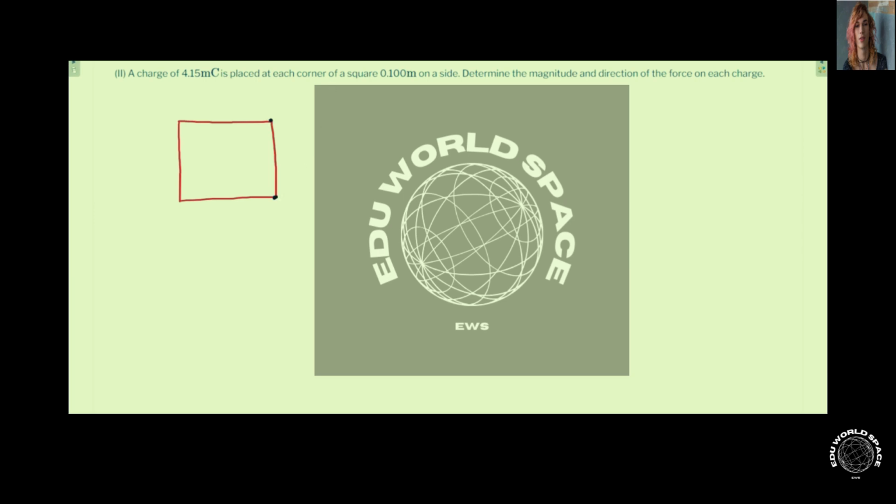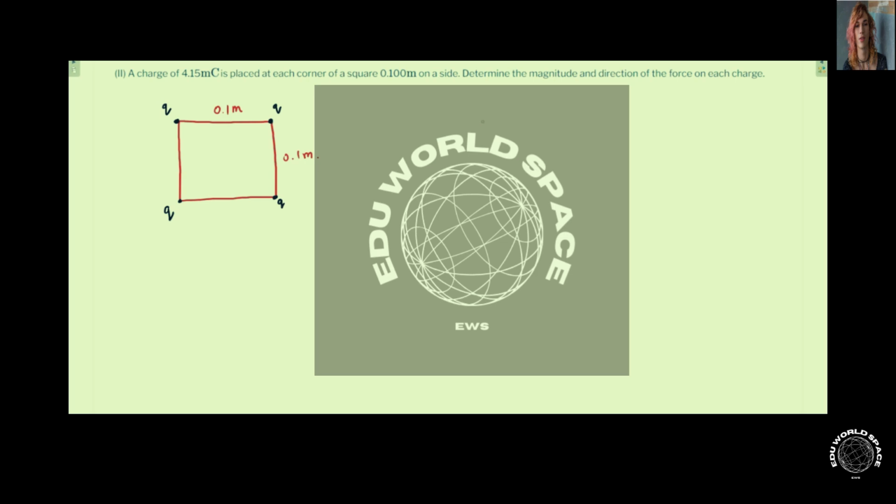So there's one, there's two, there is three, and there is four, and each has a magnitude of 4.15 microcoulomb. Let's represent it by Q at the moment. The length of each side is also given. That's 0.1 meters, and this is also 0.1 meters as it's a square. So we have to determine the magnitude and the direction of the force on each charge.